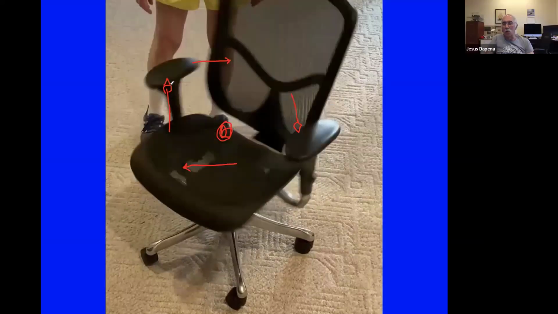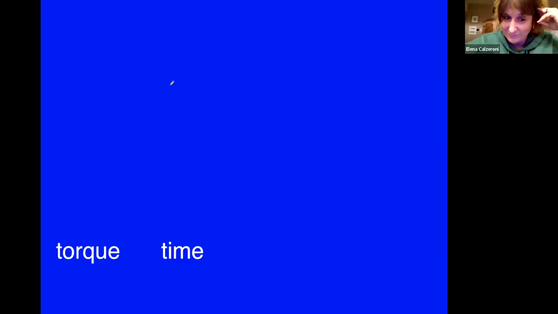Okay, so we want a moment arm, big one. We want force, big one. And we want time, big one. Okay, so you have torque and time, and torque multiplied by time has a name. It produces something called angular momentum. And angular momentum, you can think of it as a mechanical factor that makes things rotate.